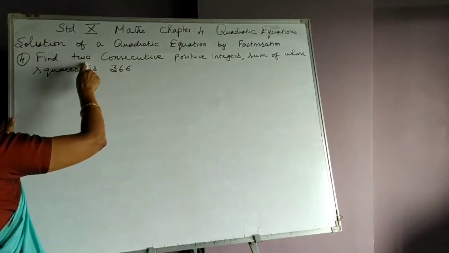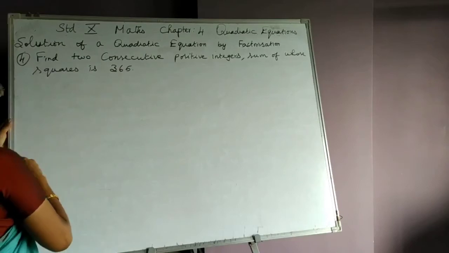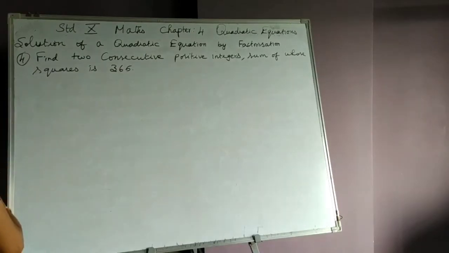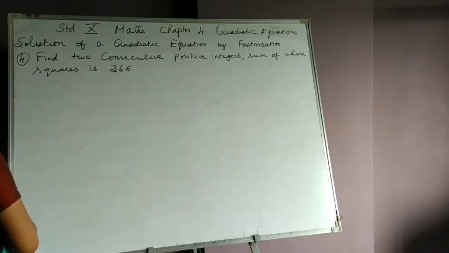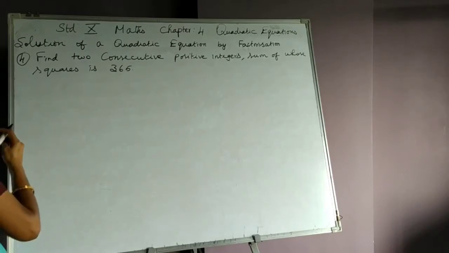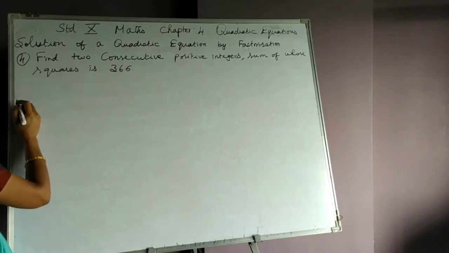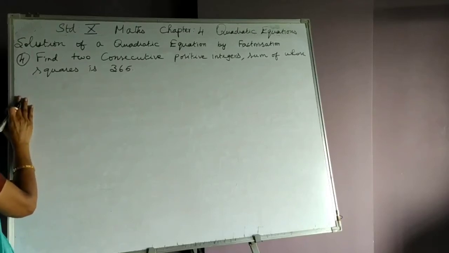So we should take the square of the two given numbers and add them. In that case, the result becomes 365. With this condition, we have to find the two numbers. Okay, we know what consecutive positive integers are. We have studied them in the previous unit also.